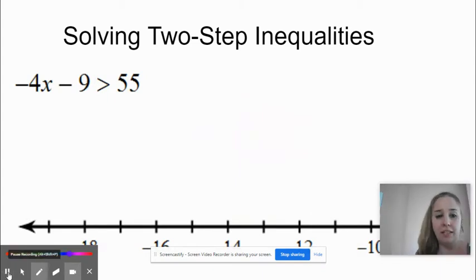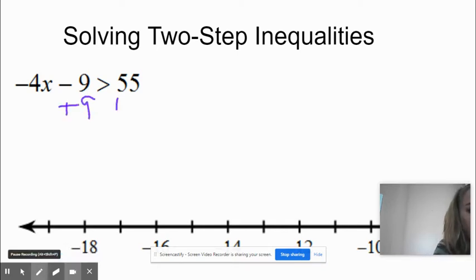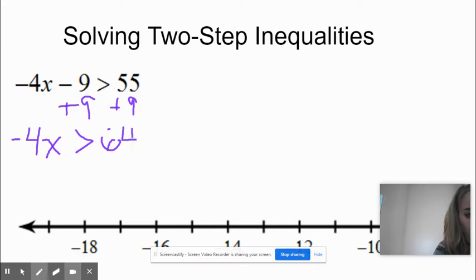Okay, so one that's like this. I need to add 9. Right, and I get negative 4x. The 9s cancel off. Greater than 64.